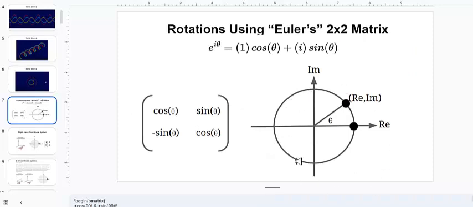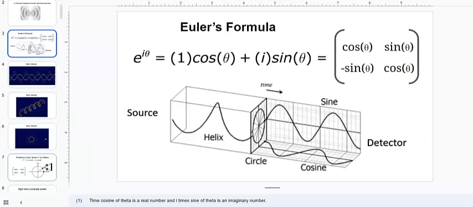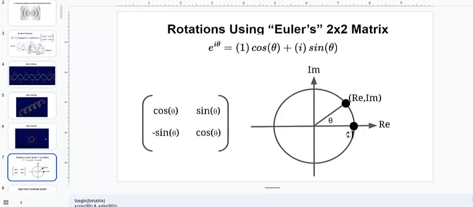So here is a picture of the two-dimensional plane that we see here. I'm just showing it face on, and I'm going to show you how I use the 2x2 matrix version of Euler's formula to do this rotation. So in this setup, the real axis is horizontal and the imaginary axis is vertical, and the positive real points to the right, and the positive imaginary points up.